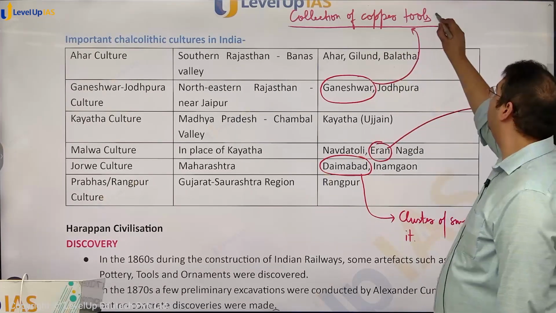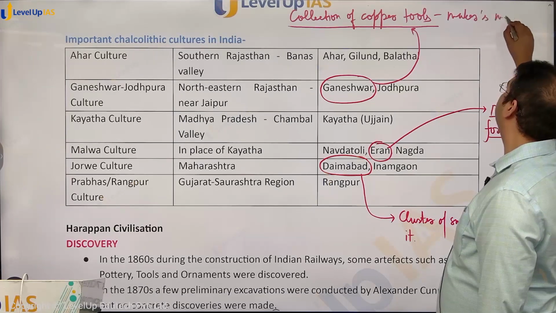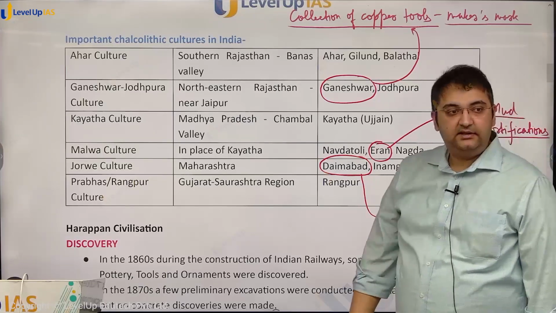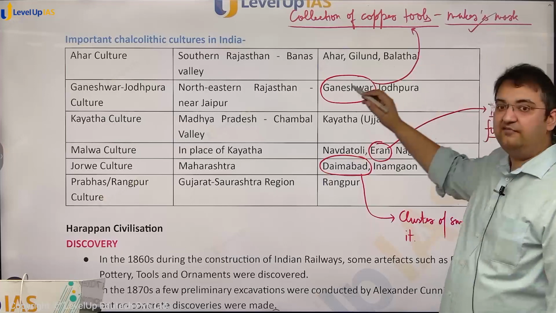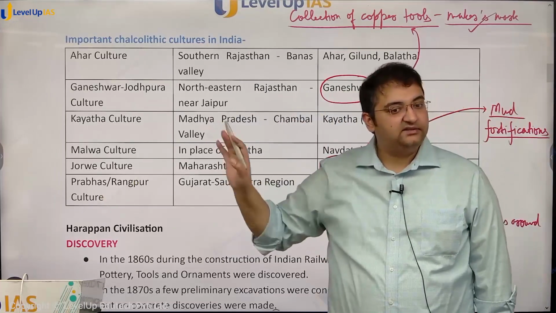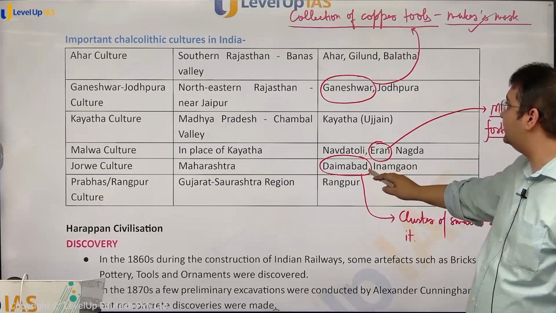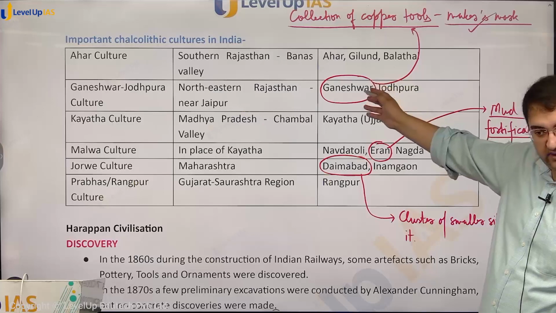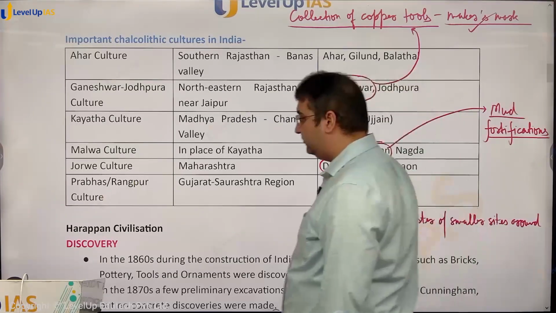It had a maker's mark. And what is the important thing to know here? That other artifacts containing the same maker's mark have been found from as far south as Daimabad. That means the communities in Maharashtra may have been in direct contact with the communities living in northern Rajasthan. Okay? So these are some other additional important pieces of information.